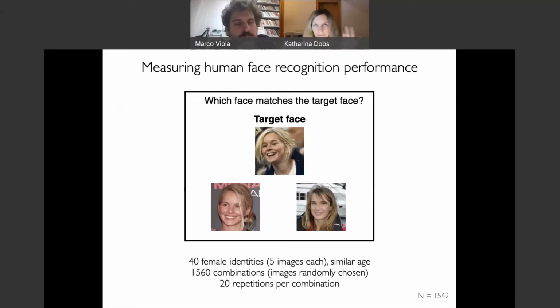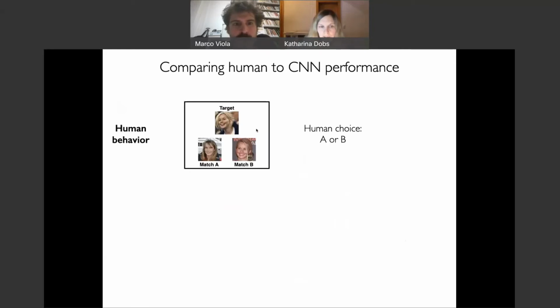So you couldn't use simple cues such as skin color, gender, things like that, or age. And this was a total of 1,560 combinations, and we collected 20 repetitions per combination. So when you have this task, what you get for human performance is a choice, right? They choose A or B, and you know which is right and which is wrong. So there's accuracy as an output.